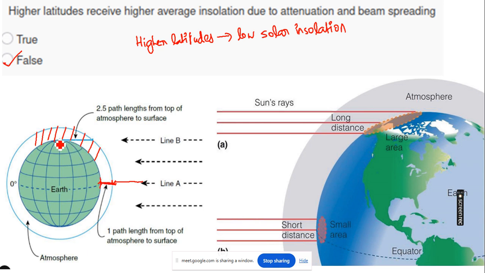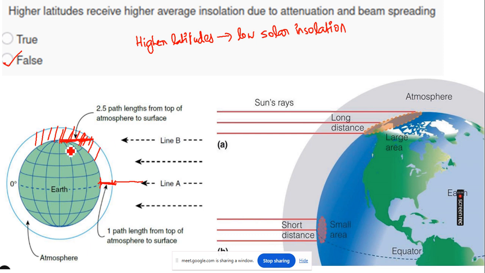Whereas over the polar regions, this is the thickness of the atmosphere that it needs to pass through before reaching the surface. So this distance, or the thickness of the atmosphere that the solar radiation has to encounter before reaching the surface of the Earth, is greater than the thickness of the atmosphere the solar radiation has to encounter before reaching the surface of the Earth near the equator.